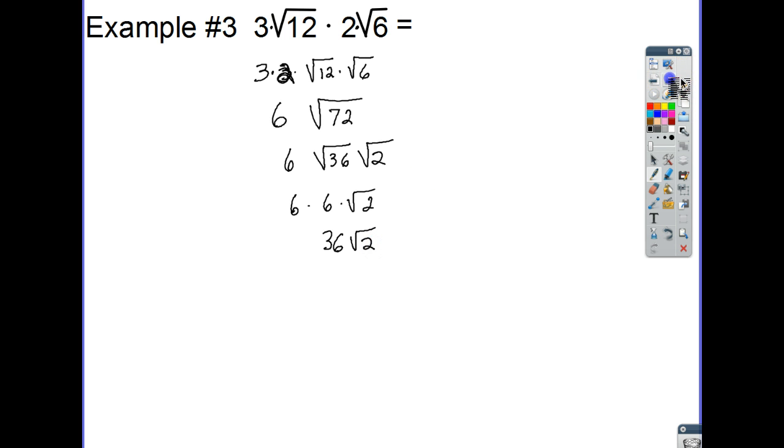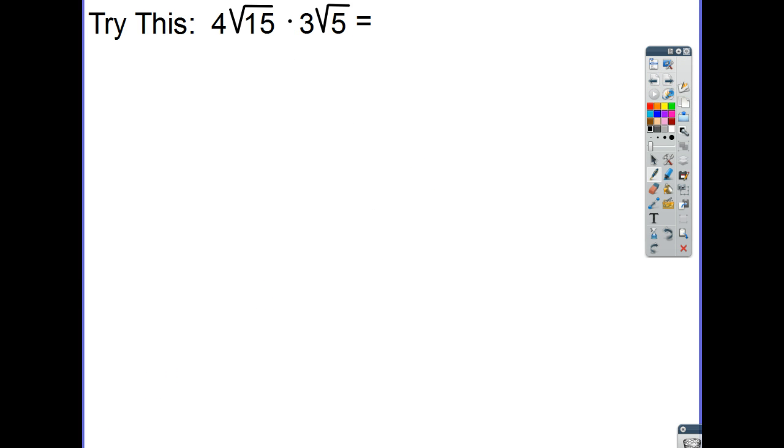Okay, you try one. Okay, well, we don't really have to rewrite this. In our mind, we can say 4 times 3, the numbers multiply to be 12, and then multiply the radicals together by multiplying the radicands, and we get the square root of 15 times 5 is 75.